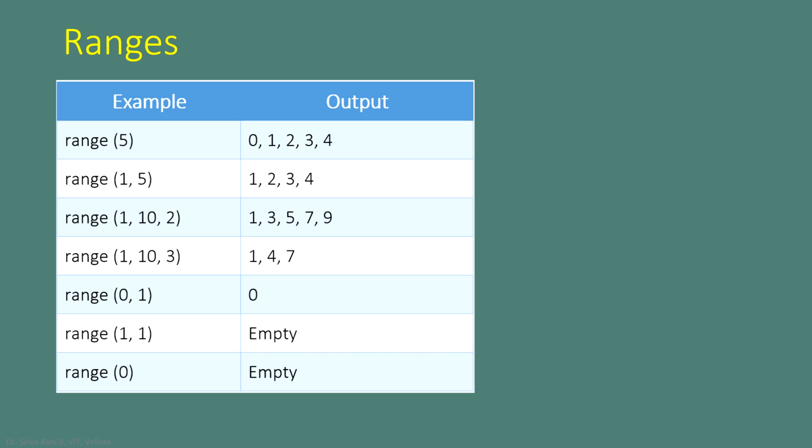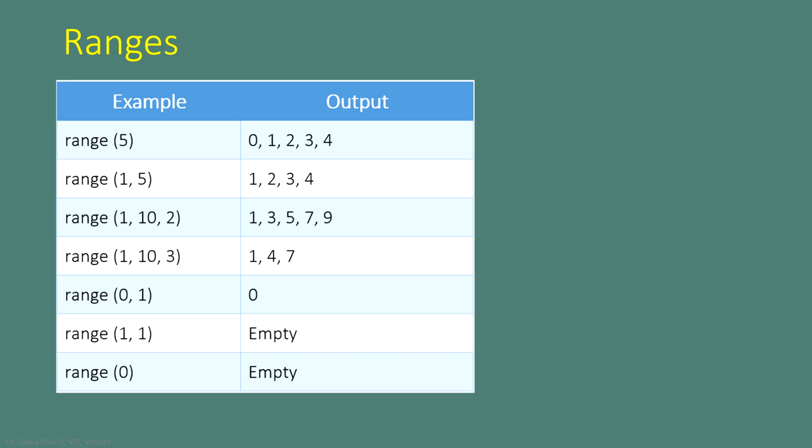The first example, range with only one argument, here it is 5. It means it is the stopping criteria. By default, the range method will start generating integers from the value 0. So, the output is going to be 0, 1, 2, 3 and 4, because the range method will generate numbers till stop minus 1. Here the stopping criteria is 5, so till 5 minus 1, 4, the integers are generated.